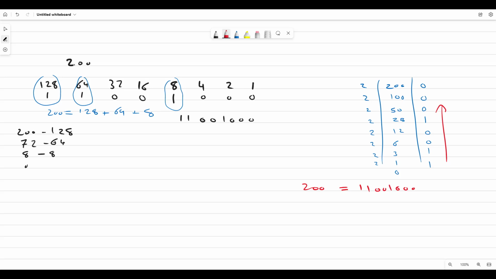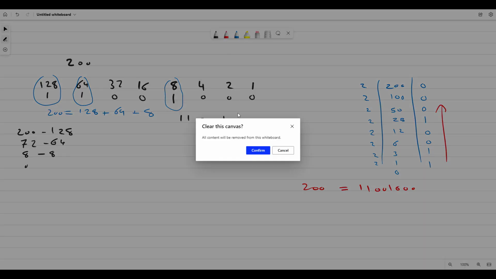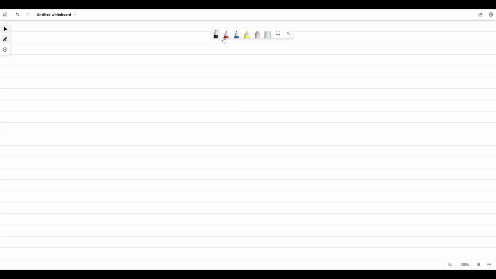Now, how to convert from a binary number into a Denary number. Let's just clear the canvas. From binary to a Denary number, suppose that we have this binary number, let's say 1 1 1 1 0 0 0 1. So this is an 8-bit number. I need to convert it into decimal. It's very straightforward. Just write the headings, the base 2 headings.